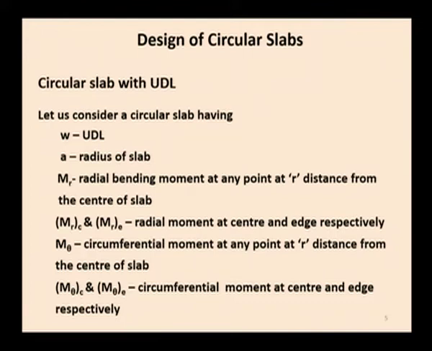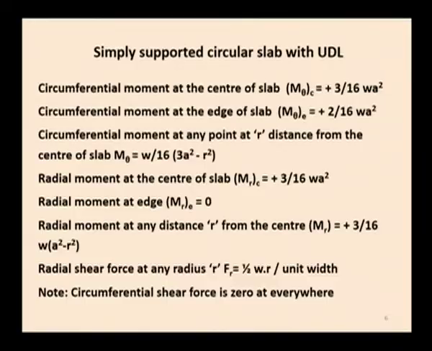There is a radial bending moment at the center, called Mrc, and a radial bending moment at the edge, Mre. There are also circumferential moments at the center and at the edge, denoted by M theta c and M theta e respectively. Now, we are going to see the behavior of a simply supported circular slab subjected to UDL, how to find the bending moment, and how to provide the reinforcement. So, here I am going to draw the circular slab.